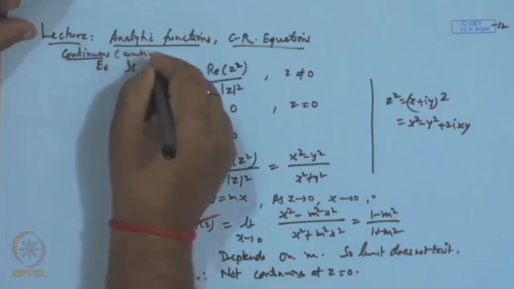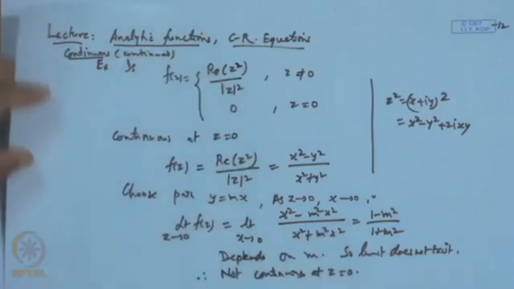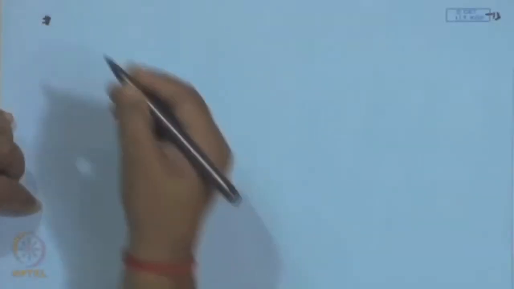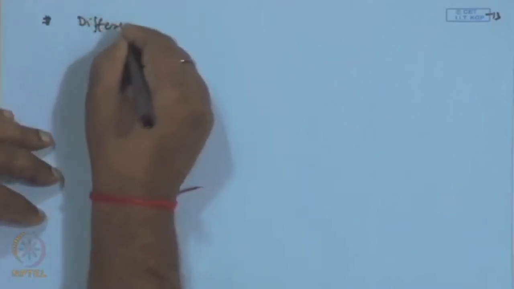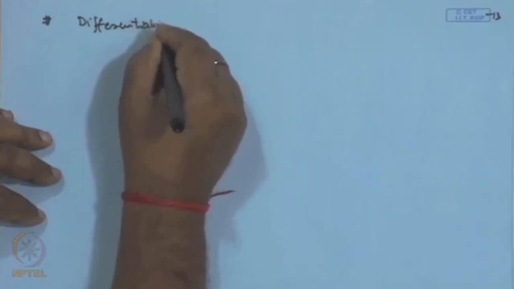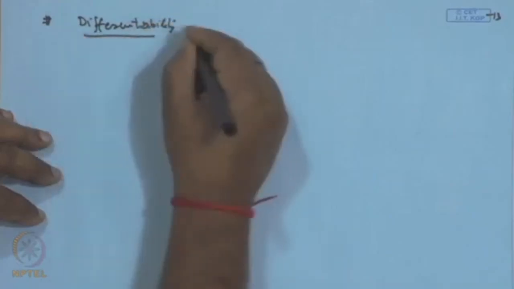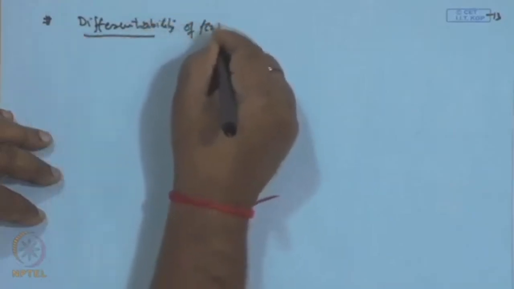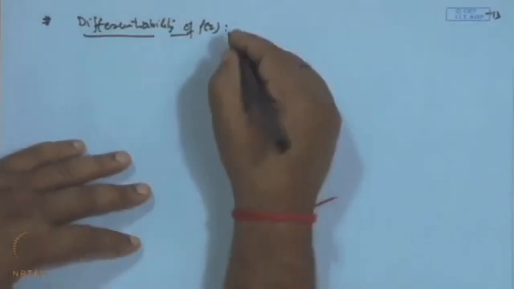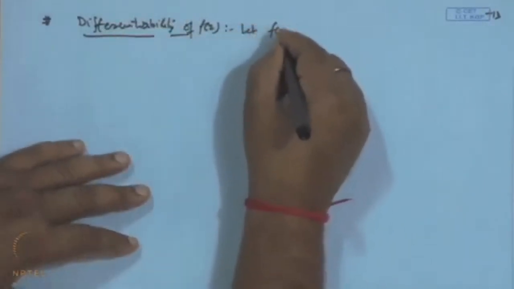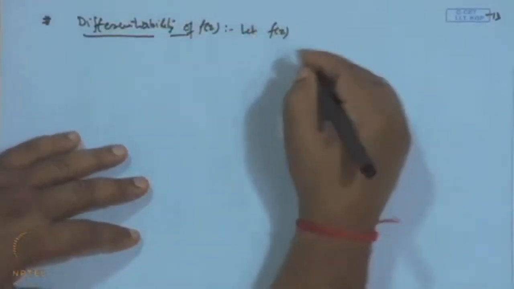Now, the definition of the differentiability of a function f(z). Let f(z) be a single valued function. Now, we will always look at single valued functions. Let f(z) be a single valued function defined over a domain D.